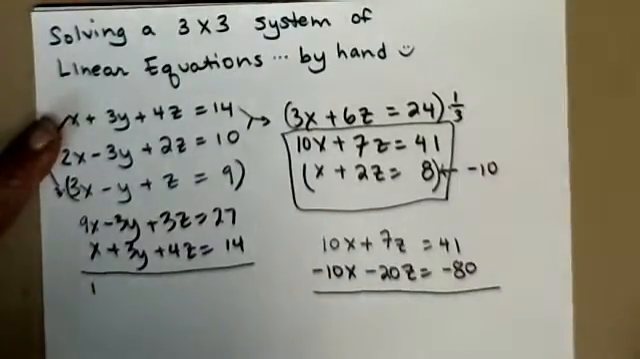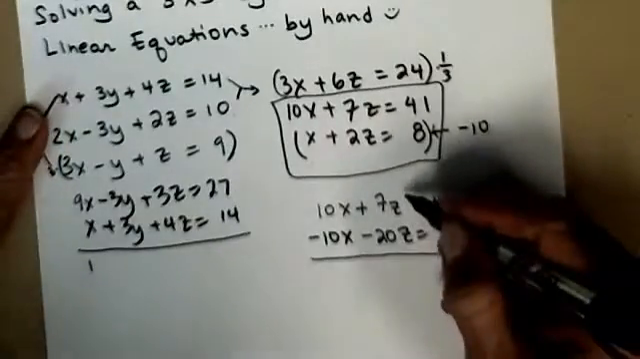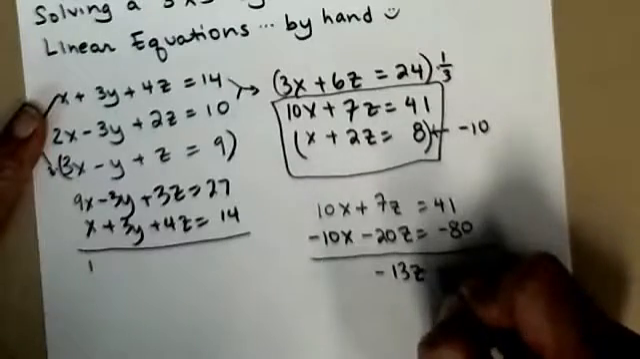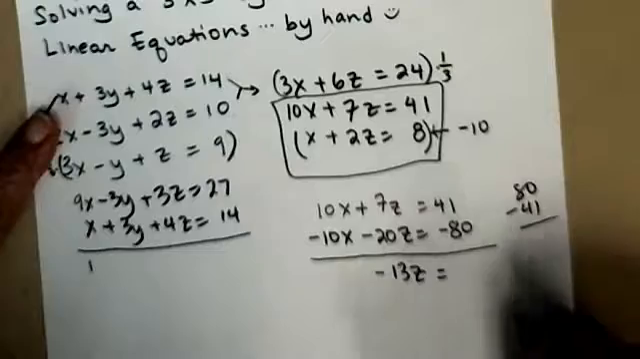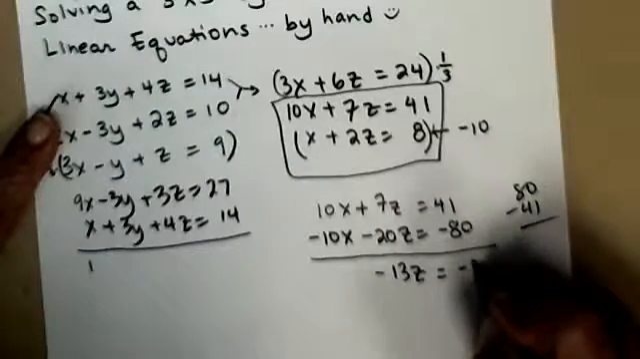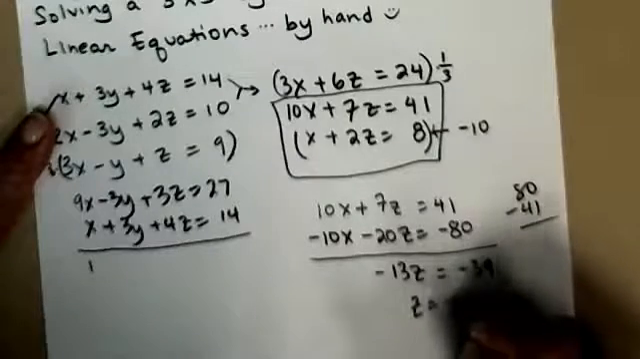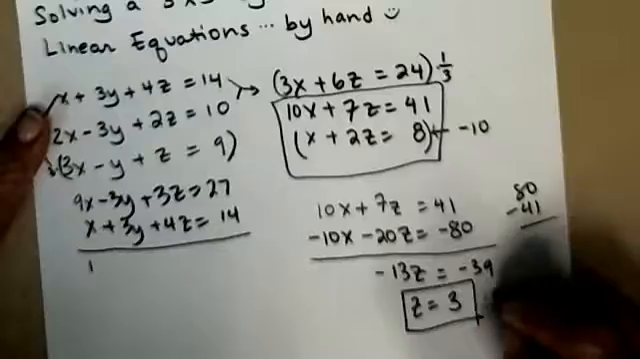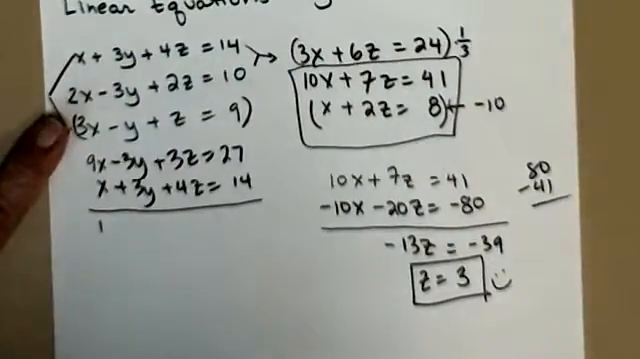And now we're going to add those together and hope for integers. Let's see, my x's go away. I'm going to get a negative 13z equals, oh dear, 80 minus 41, oh, 39, negative 39. And then divide by negative 13. And we get z equals 3. Yay! We're a third of the way there. Actually, we're more than a third because we've done most of the heavy lifting.